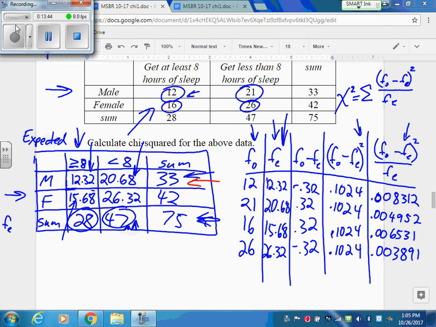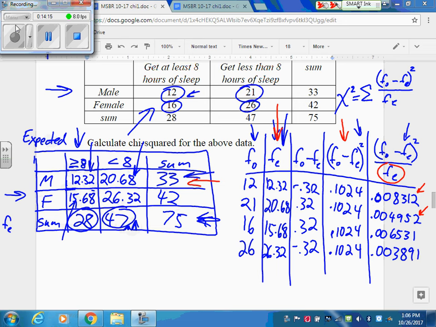All right, and so I've got all those values now. And again, where did I get them from? I took my fourth column, which was my f sub o minus f sub e squared, and I divided it by my f sub e, which was my second column. So I just took 0.1024 and divided it by 12.32 to get the 0.008312 in that first row. And then I took the 0.1024 and divided by 20.68 to get the next one, and so on and so forth. Now we're getting so close.